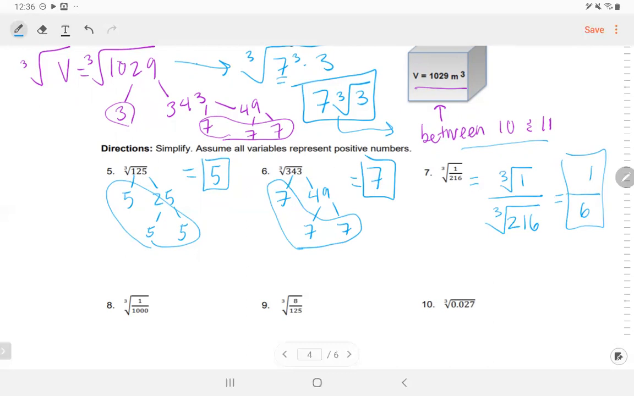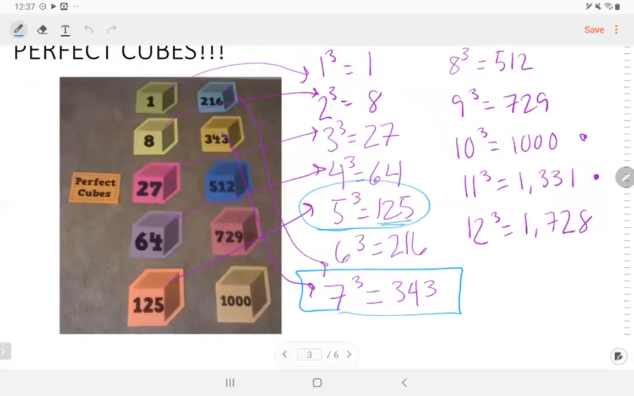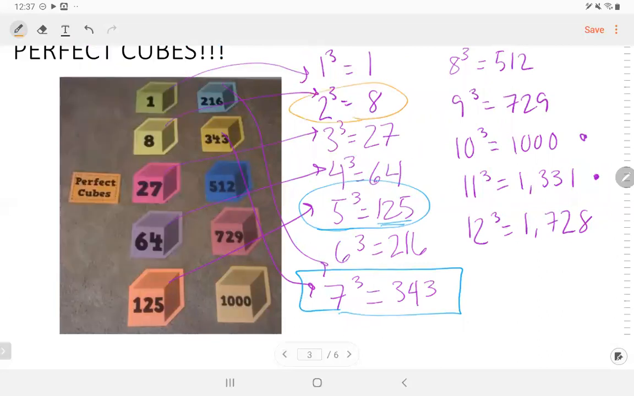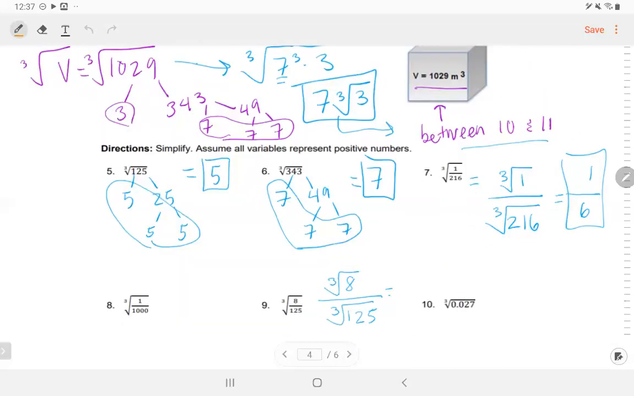I'm going to jump down to number 9. Again, I can break up this fraction, the cube root of 8 over the cube root of 125. Now, we have 2 perfect cubes here again. The cube root of 8 will be 2. And then my other one, 125. We know the cube root of 125 will be 5. So 2/5 will be my answer.